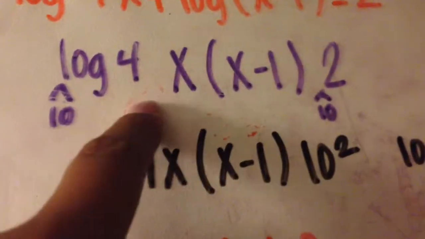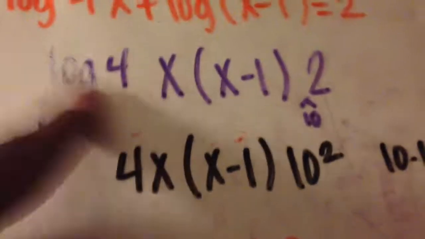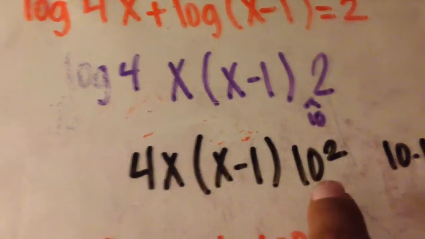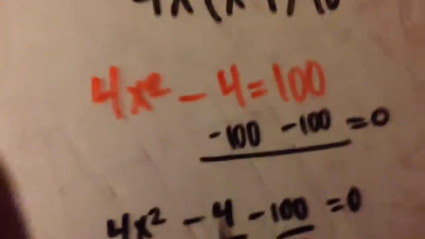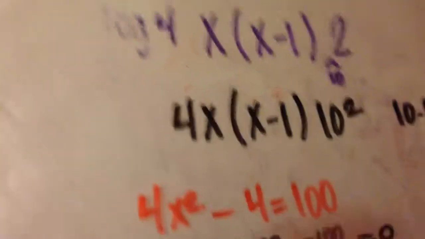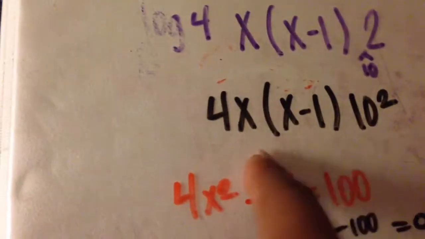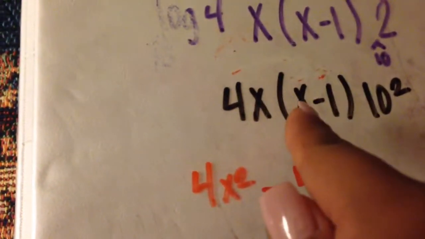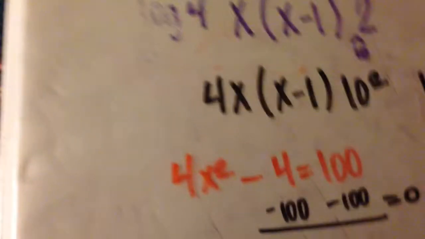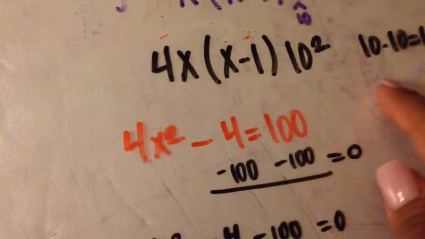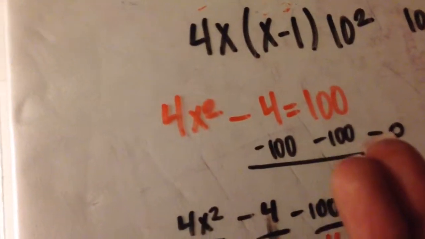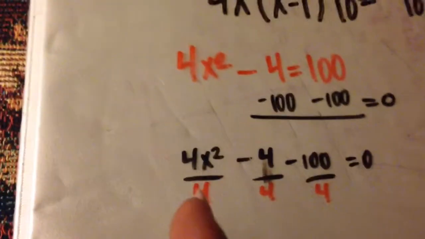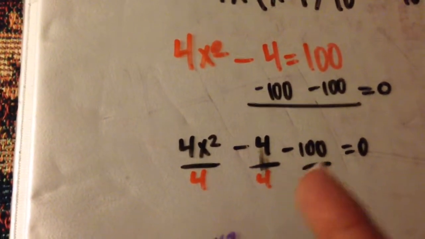4x parentheses because we got rid of the log, and then x minus 1, and then 10 to the 2 because it's 10 to the 2 now. So 10 times 10 is 100. Now we have to distribute to get rid of this. So 4x times x, 4x times 1. So that becomes 4x² minus 4x equals 100 because we have to bring that 100 down. So minus 100 to both sides because we really want to get rid of that 100 and then equals 0. 4x² minus 4x minus 100 equals 0.